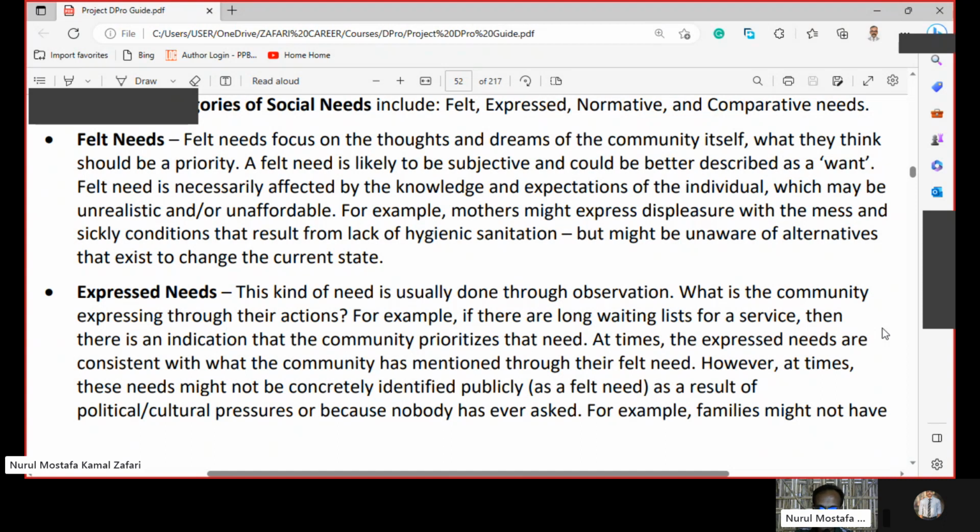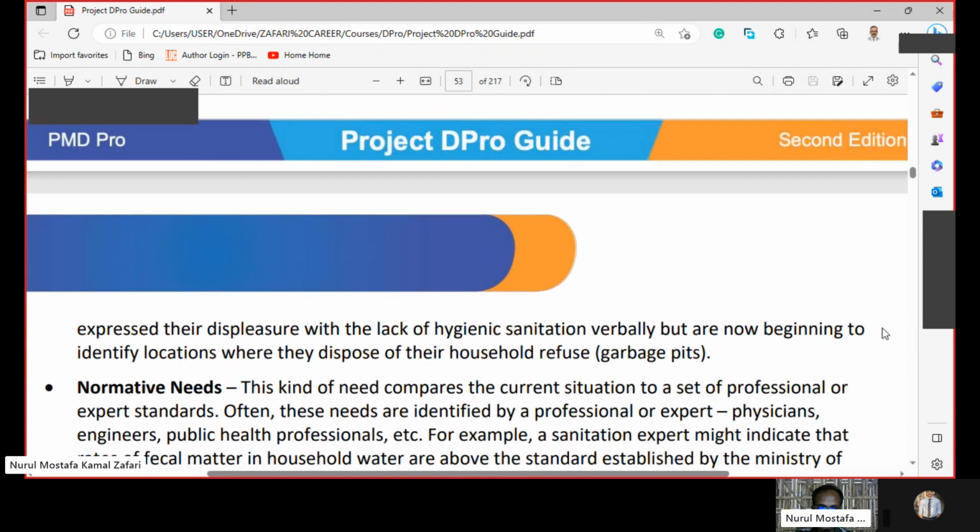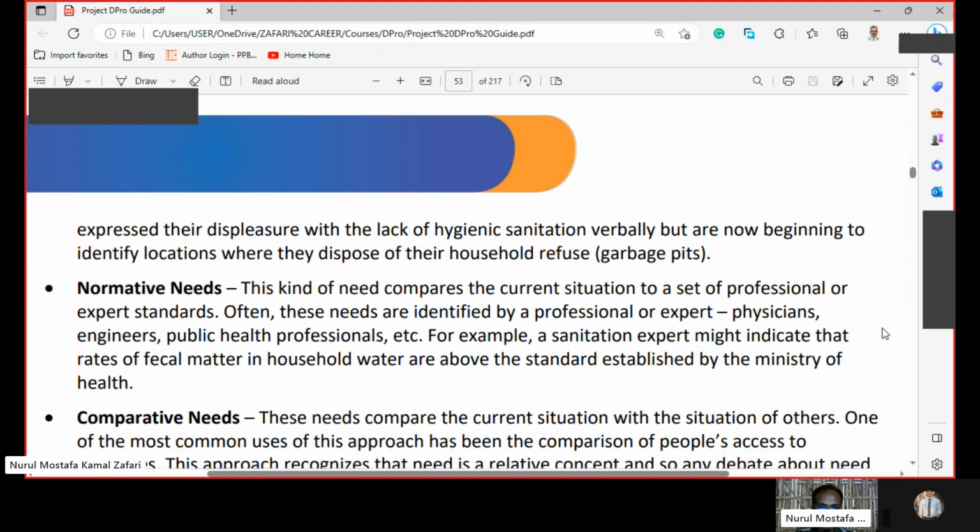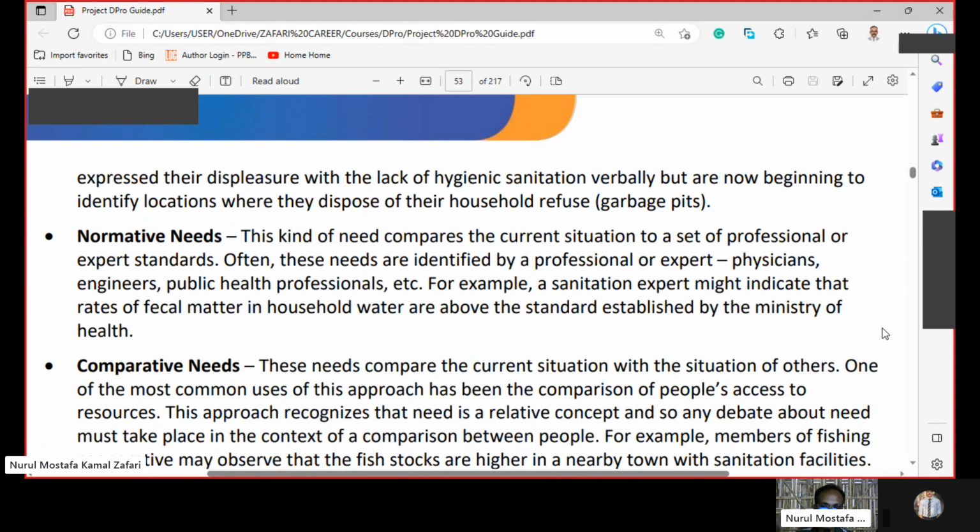For example, families might not have expressed their displeasure with the lack of hygienic sanitation verbally, but now beginning to identify locations where they dispose of their household refuse, garbage pits, and others. So expressed need is expressed by the community in different situations, but they don't talk about this, and maybe they don't have the wording to talk about it.